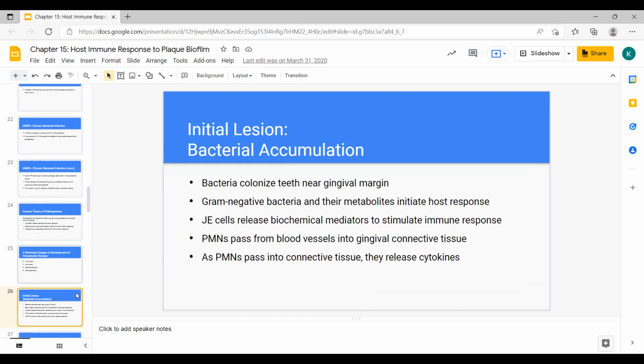So the initial lesion is our bacterial accumulation. The bacteria colonize the teeth near the gingival margin. We have our gram-negative bacteria, and their metabolites initiate the host response.